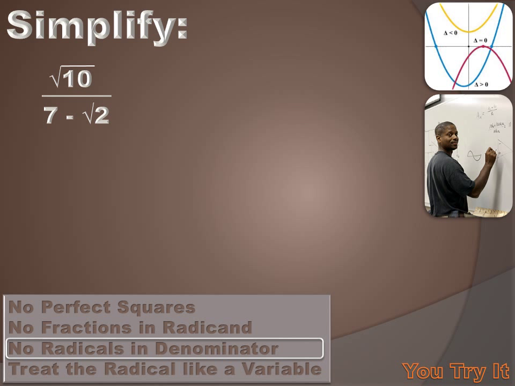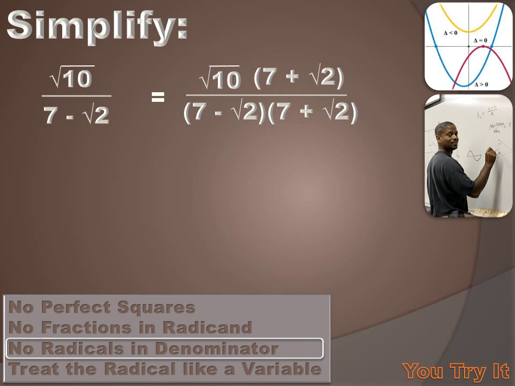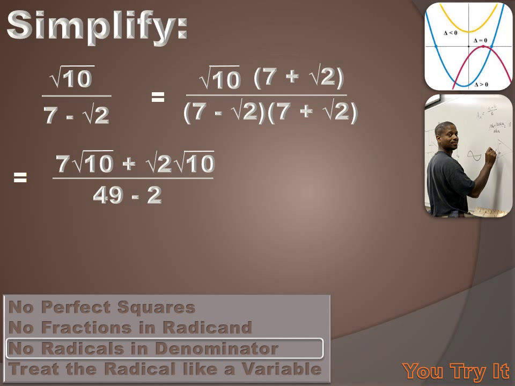Well, maybe you'll remember, and hopefully you remembered, that if I've got the binomial sums and differences, and I take the product of them, I get a two-termed binomial. If I were to multiply 7 minus the square root of 2 times 7 plus the square root of 2, my answer is 7 squared minus the square root of 2 squared, or 49 minus 2. And there are no radicals in that denominator. Now, of course, I've also got to multiply my numerator times 7 plus the square root of 2. And then I can simplify this to 7 times the square root of 10 plus the square root of 2 times the square root of 10 over 49 minus 2.